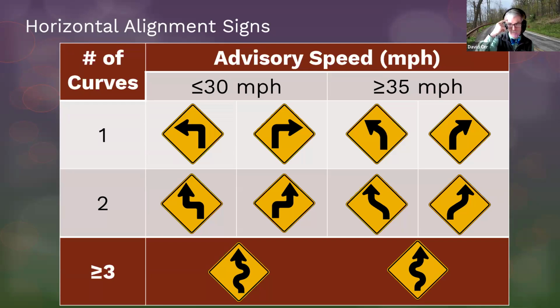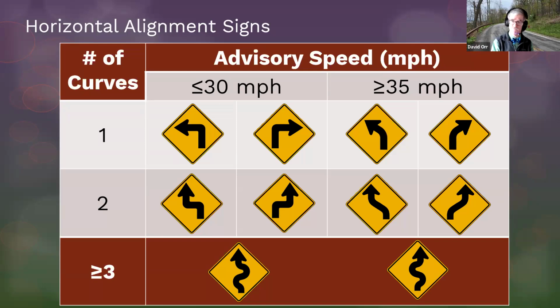Think about a driver. Think about somebody who's not familiar with how we develop all of this. What's going to help them get around that corner as safe as possible? And of course, if you have more than 3 curves, use the winding curve sign, but you could always supplement it with an additional sign for one that's sharp within a series. And then we're going to put an advisory plaque underneath as needed.